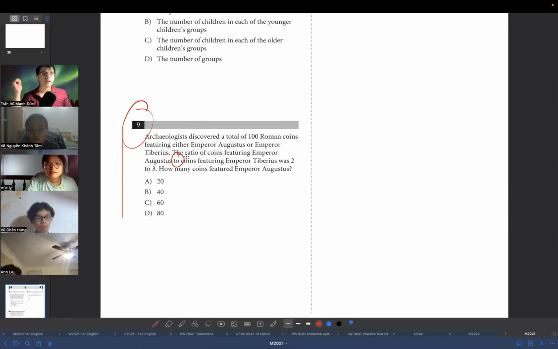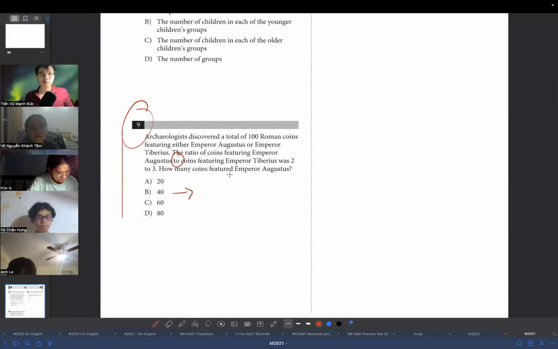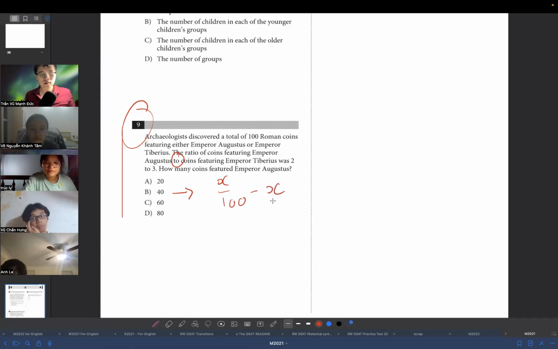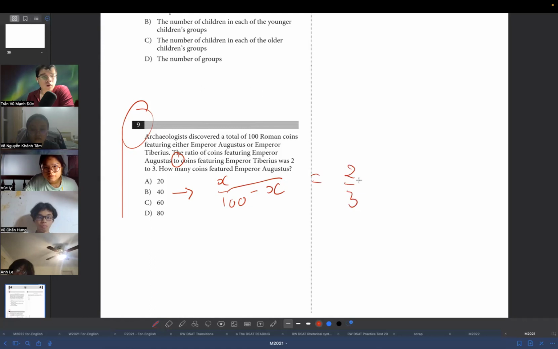B. All right, B. What is the equation? What is the formula you used? X over 100 minus X. Oh, minus X. Okay, this one, equal to 2 over 3. 2 over 3. Right, very good.